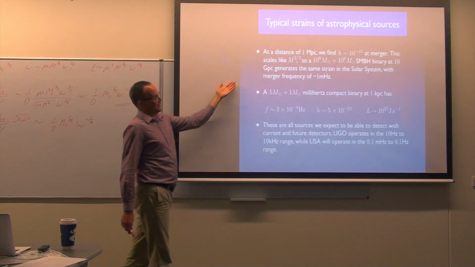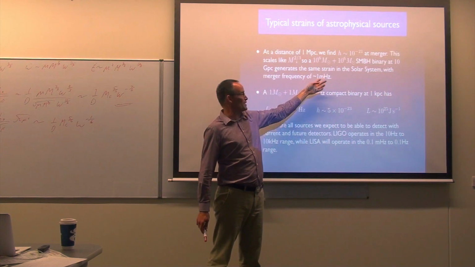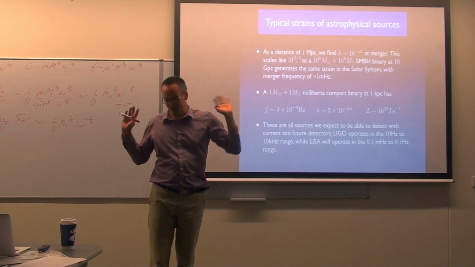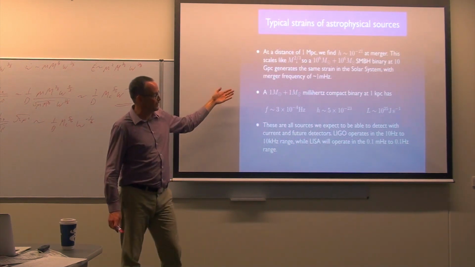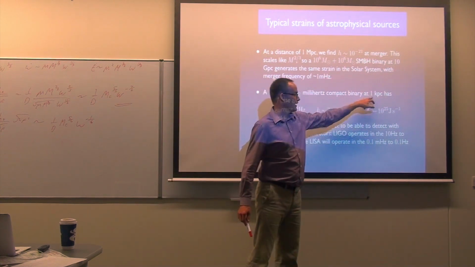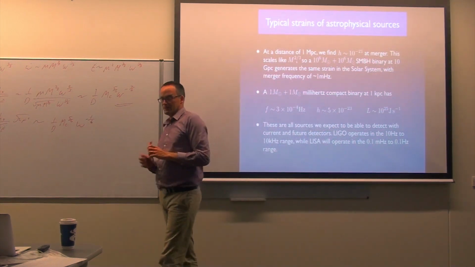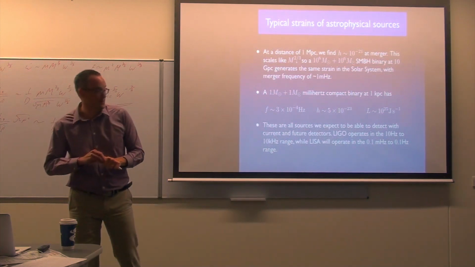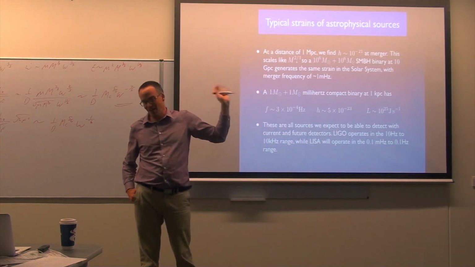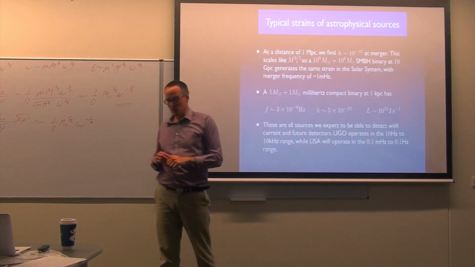Okay, another source for space-based detectors are 1 + 1 solar mass binaries that have frequencies of 1 millihertz. These are not merging, they're very far from merging, but you can use the same formula that's even more valid because it's the Newtonian limit, and you find that at a distance of 1 gigaparsec, a millihertz compact binary has a strain of about 10 to the minus 23. And these are sources that we expect to be able to see with LISA as well. In fact, LISA is expected to detect thousands of millihertz binaries, and these are the typical strains of those sorts of sources.